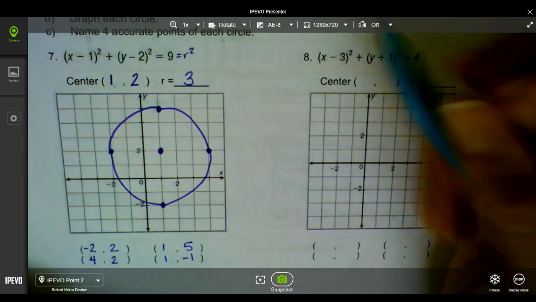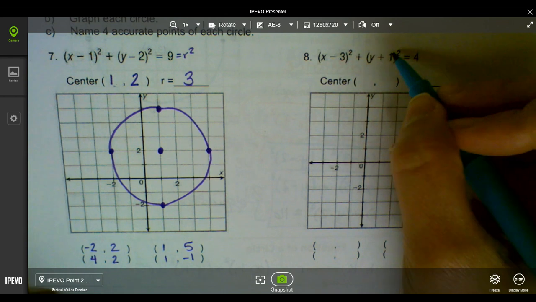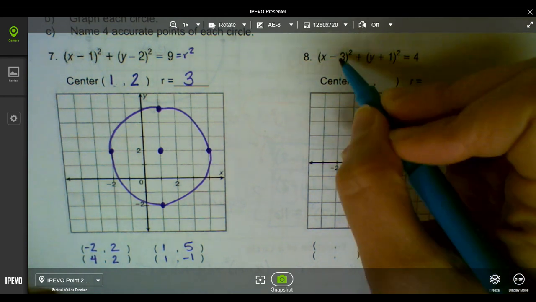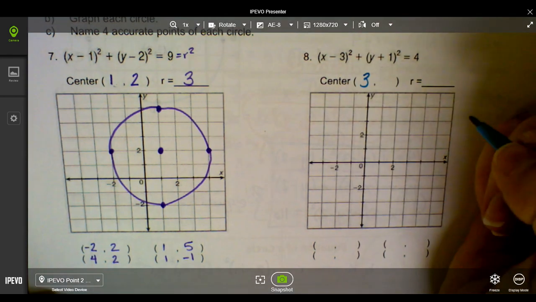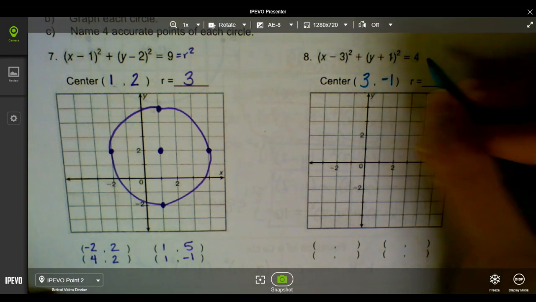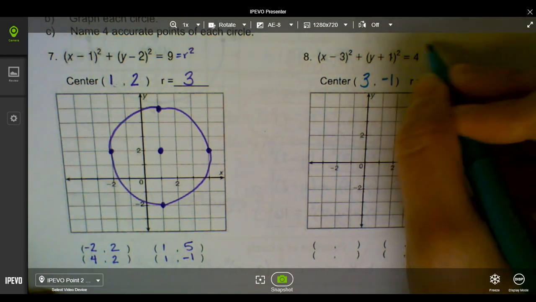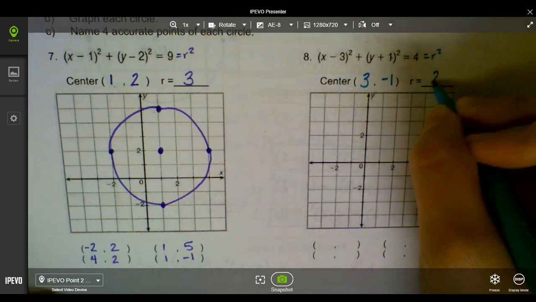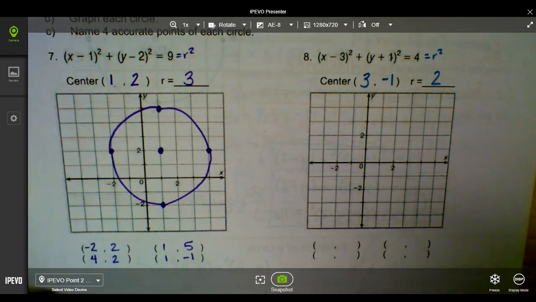All right, so we have to pull out our center. It's always going to be the opposite of what you have in here. So we have a -3 in here, I want a +3 in my center. We have a +1 in here, so I want a -1 in my center. And then we always have to take the square root of this. So our radius is just going to be 2.